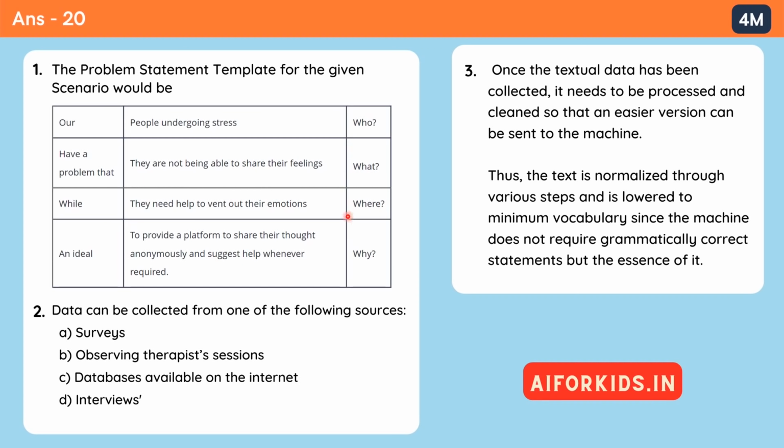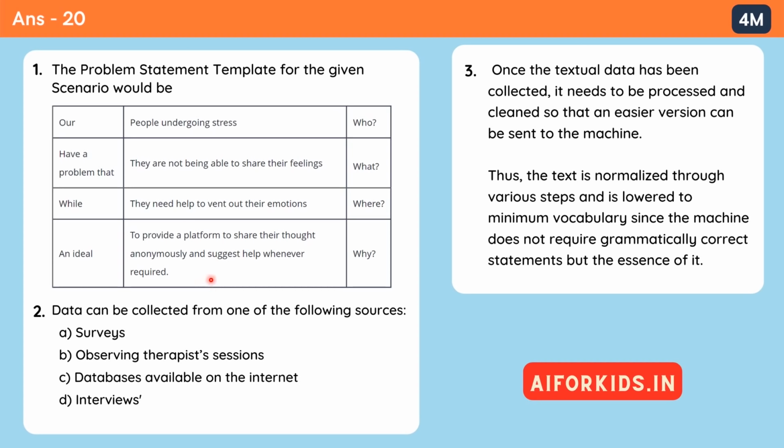Now where means the context of the problem. The context is that they need help to vent out their emotions. Now why means the solution. The ideal solution would be to provide a platform to share their thoughts anonymously and suggest help whenever required. So this was the problem statement template for the scenario.